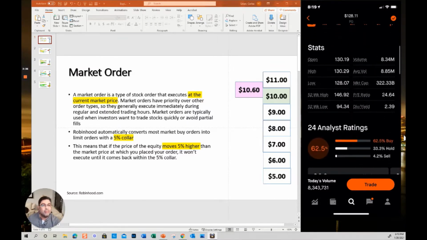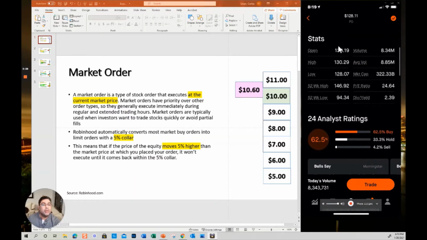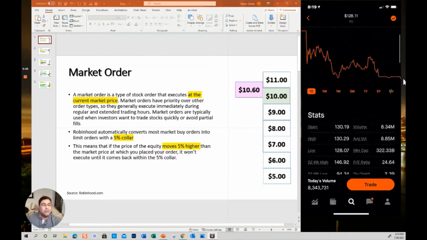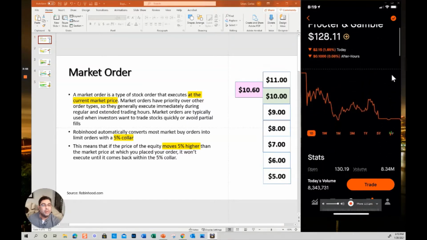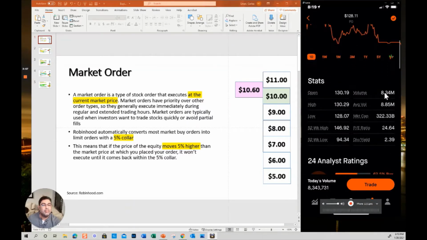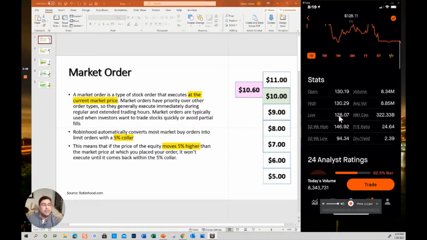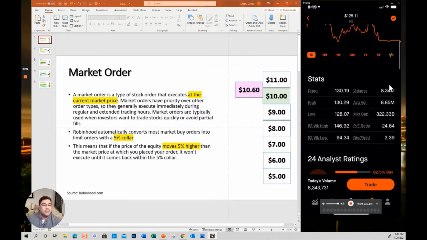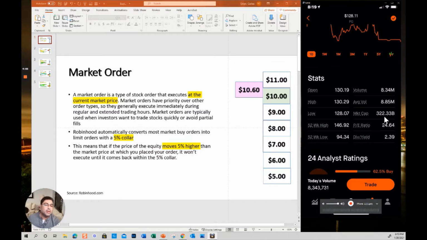So let's look at some more information. It opened at 130. The high was 130.29. Then it dropped to 128. That was the low, okay? And as we saw before, it closed at 128. So it closed very, very close to the low, right? This is the volume. This is the valuation of P&G.